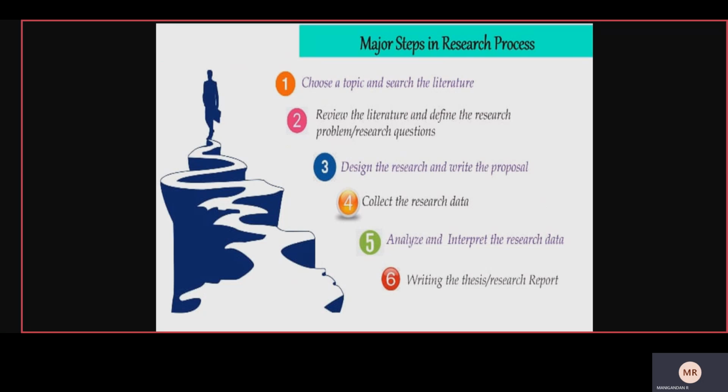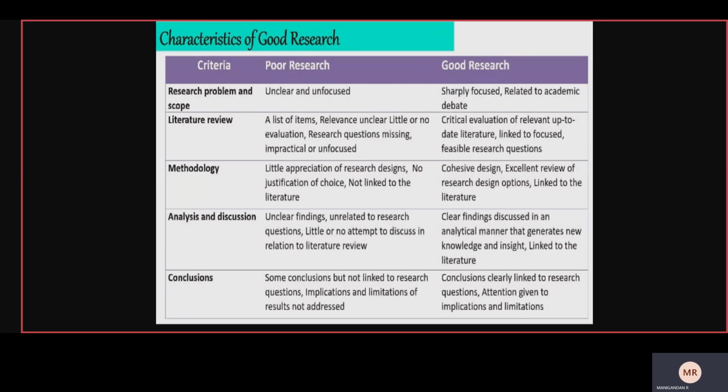Next, analyze and interpret the research data. Through which manner? Through the IBM SPSS software and R programming, or different types of software available nowadays. Next, writing the thesis and research report. The final step is writing the thesis and research report, and the findings and contributions, and the characteristics of good research. What are the characteristics of good research?